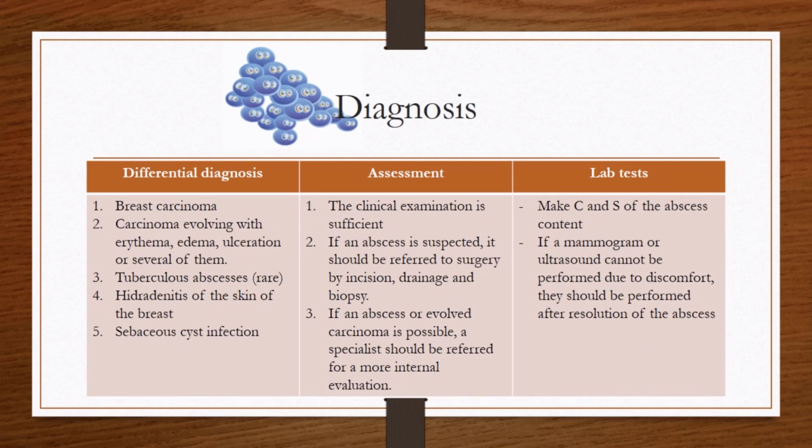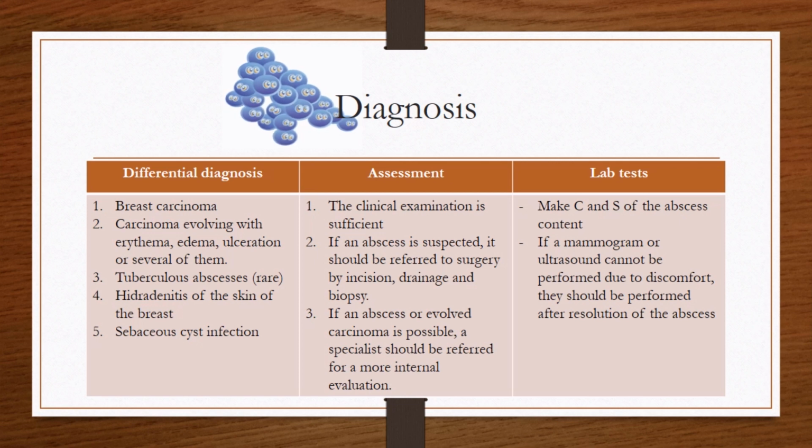Diagnosis. Differential diagnosis. Breast carcinoma: carcinoma evolving with erythema, edema, ulceration or several of them. Tuberculous abscess, rare. Hidradenitis of the skin of the breast. Sebaceous cyst infection. Assessment. The clinical examination is sufficient.